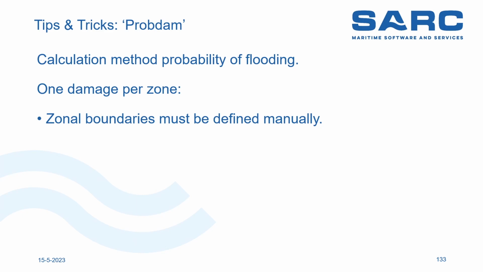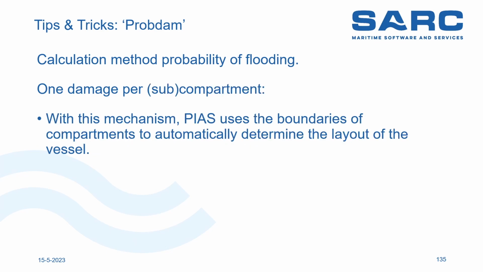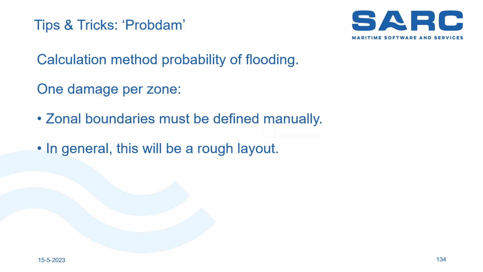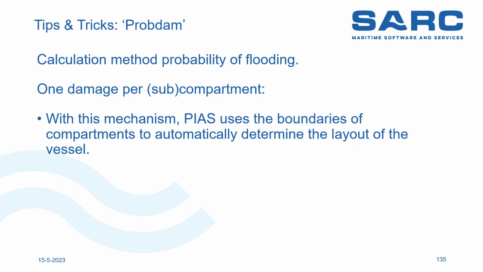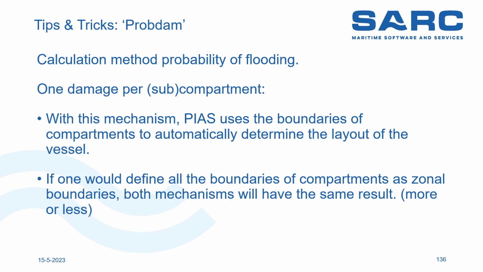One damage per zone: zonal boundaries must be defined manually. In general, this will be a rough layout. With the one damage per subcompartment, with this mechanism, Probdam uses the boundaries of compartments or subcompartments to determine the zonal boundaries for the calculation. It's an automated process. If one would define all the boundaries of compartments as zonal boundaries, the zonal method and the one damage per compartment method would have the same result, more or less.